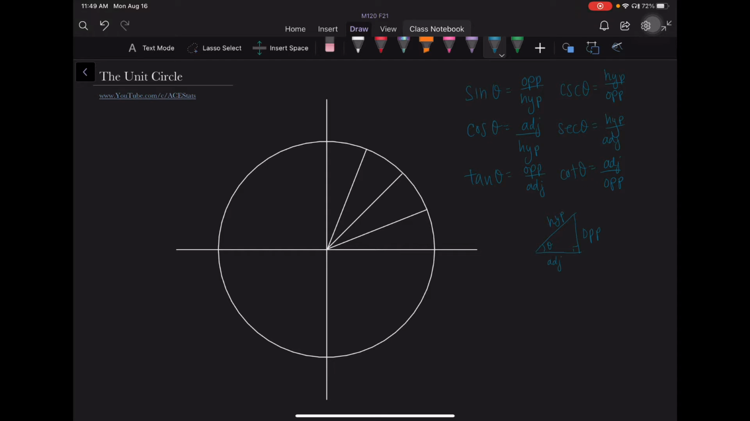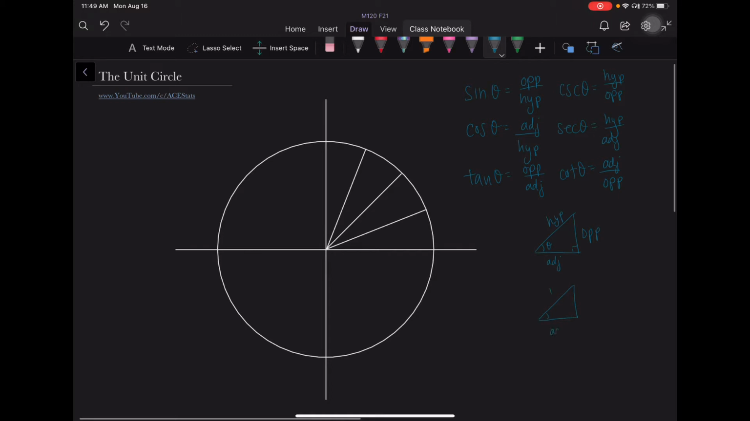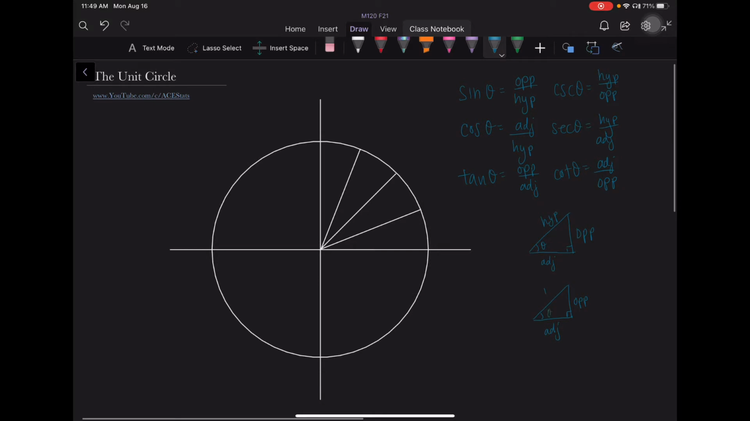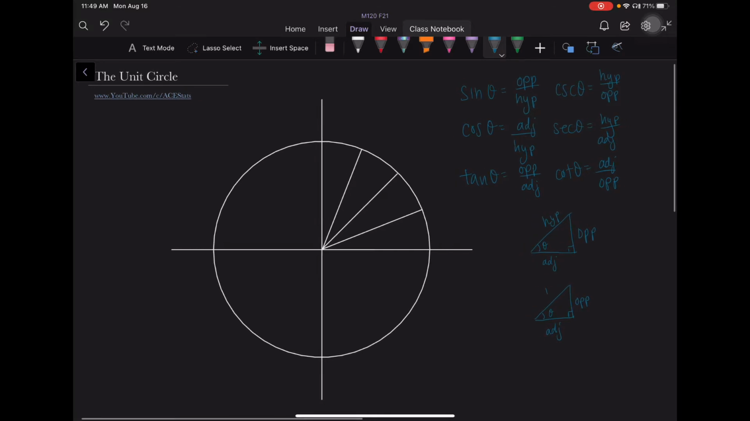Now, when you're talking about the unit circle, your hypotenuse is always 1, so whenever you're dealing with the adjacent and the opposite, you wind up simplifying. The sine of some angle is going to be just the opposite. The cosine of some angle is just going to be the adjacent side. Notice that the opposite is just your height, or your y value. The sine is the same thing as your y value, and your cosine is the same thing as your x value.